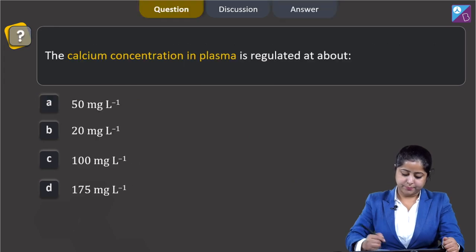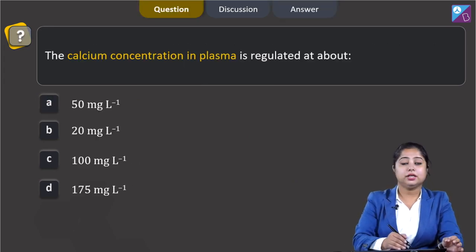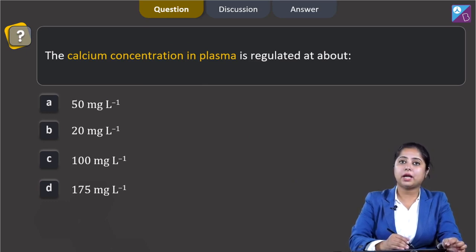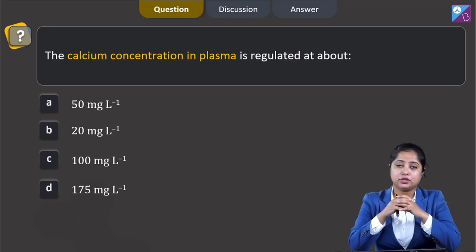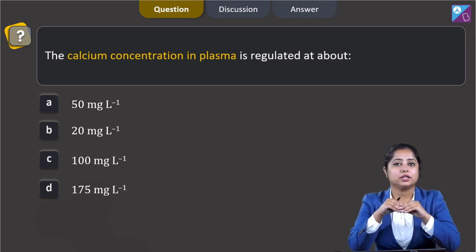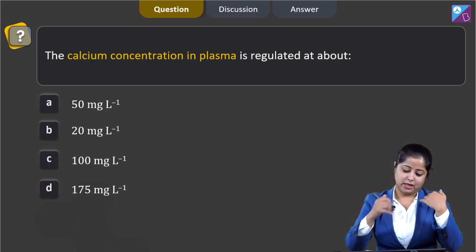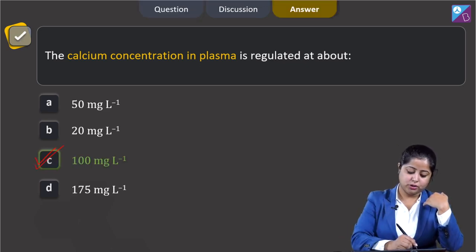Moving to next. The calcium concentration in plasma is regulated at about, the options are 50 milligram per liter, 20 milligram per liter, 100 milligram per liter, and 175 milligram per liter. Students, for this question we need to know that the calcium concentration in plasma is regulated at about 100 milligram per liter. It is maintained by 2 hormones, calcitonin and parathyroid hormone. That means the correct answer is option number C.